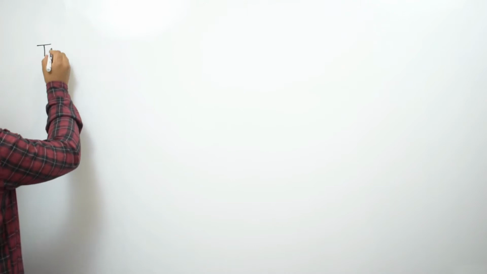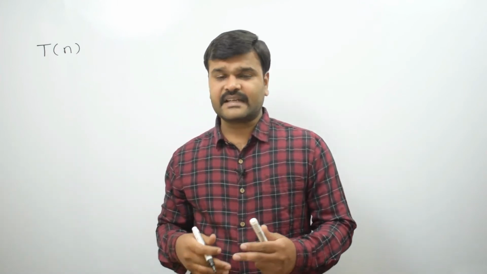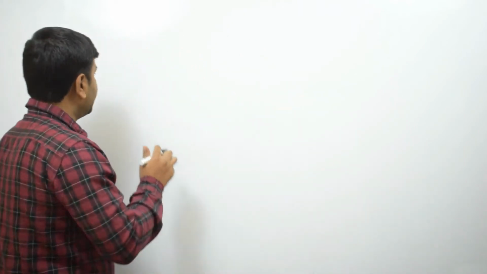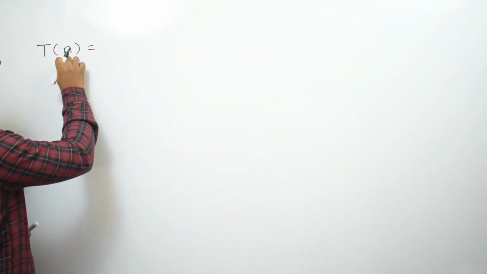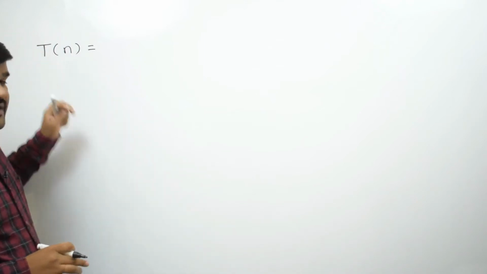That means any recursive equation we are going to take as T here. This is the function name T, the time complexity, and what is the input size? The input size we are going to take as n. That may be n elements or anything. So here n represents the input size. At that time, what is the time complexity? First of all, we are going to find out the time complexity for a given recursive algorithm.